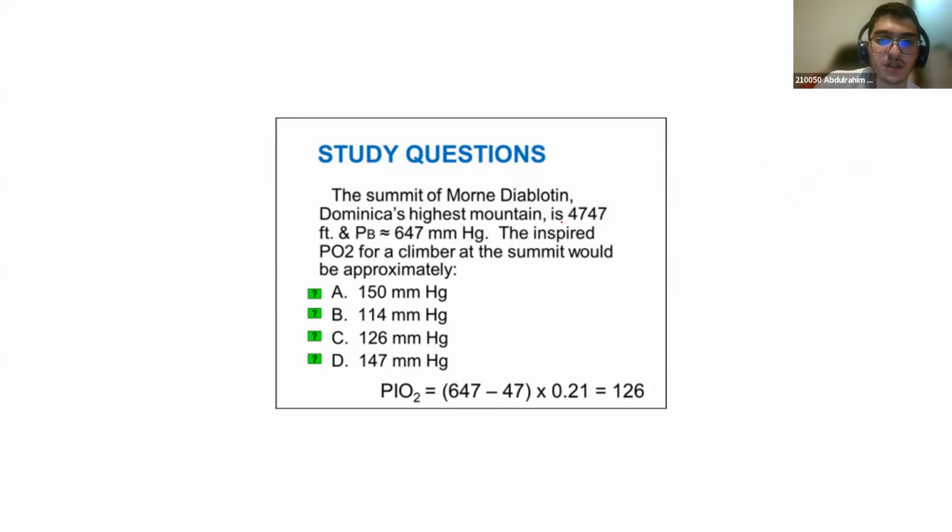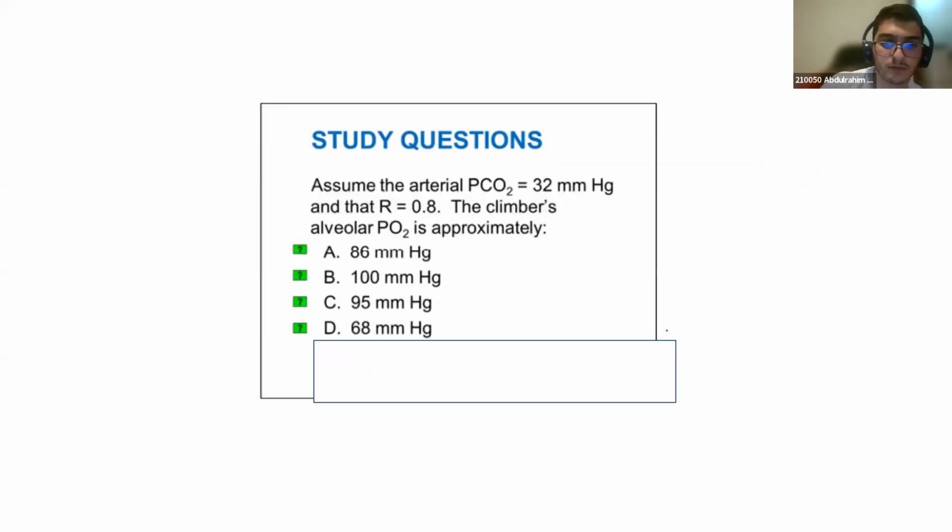So 647, which is the barometric pressure, minus the pressure of H2O, which is 47, you should have memorized this number, times the fraction of oxygen, which is 0.21, which you should also have memorized, equals 126. So this is another equation. You have to use the calculator, which is found in ExamSoft. For me, in the exam, I would bring paper and pencil and solve them by hand and just enter the last step, because if you depend solely on the calculator and you made a mistake, it would be hard to find it.